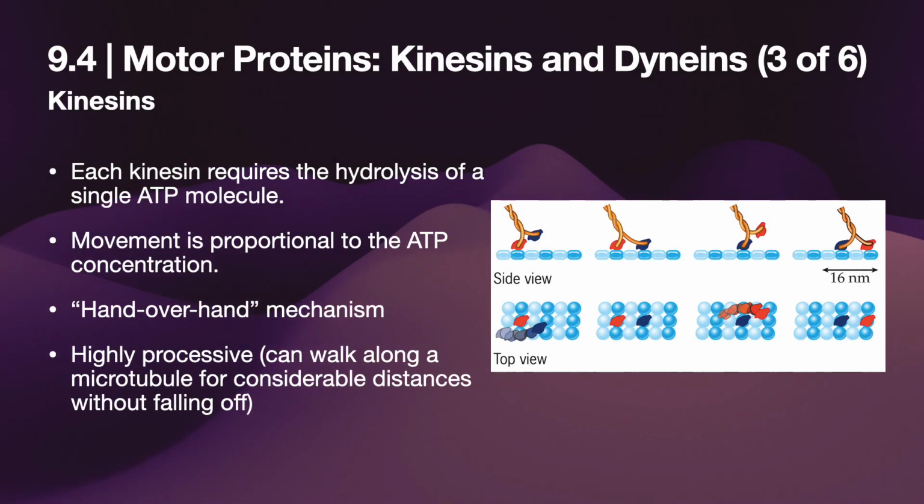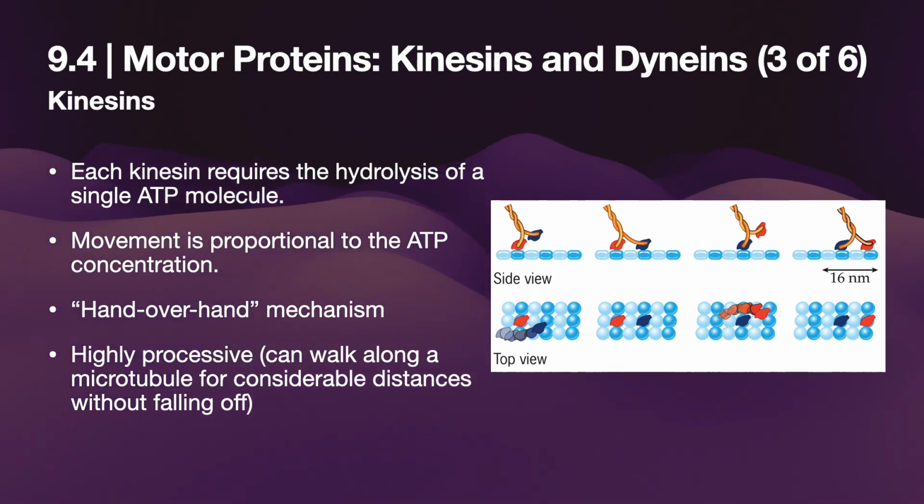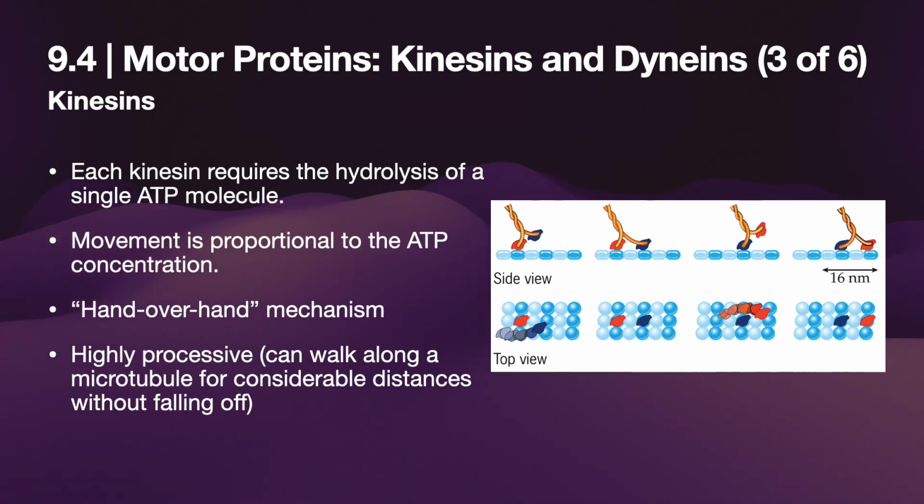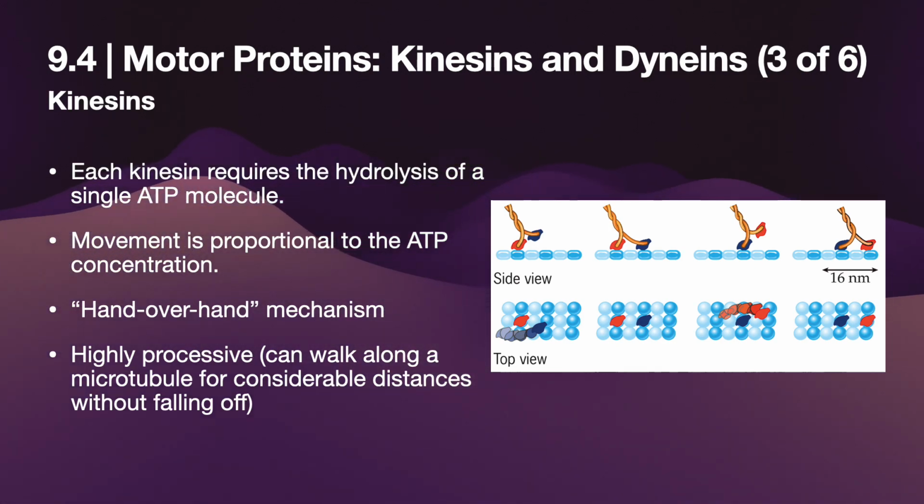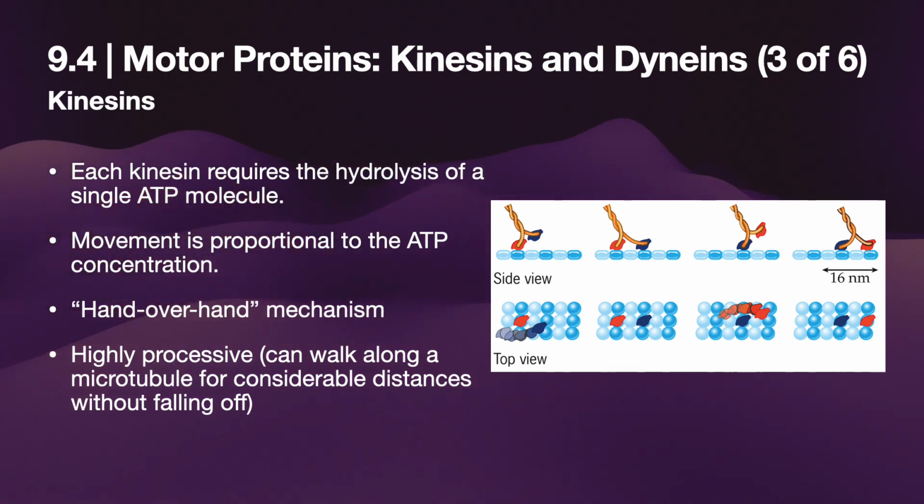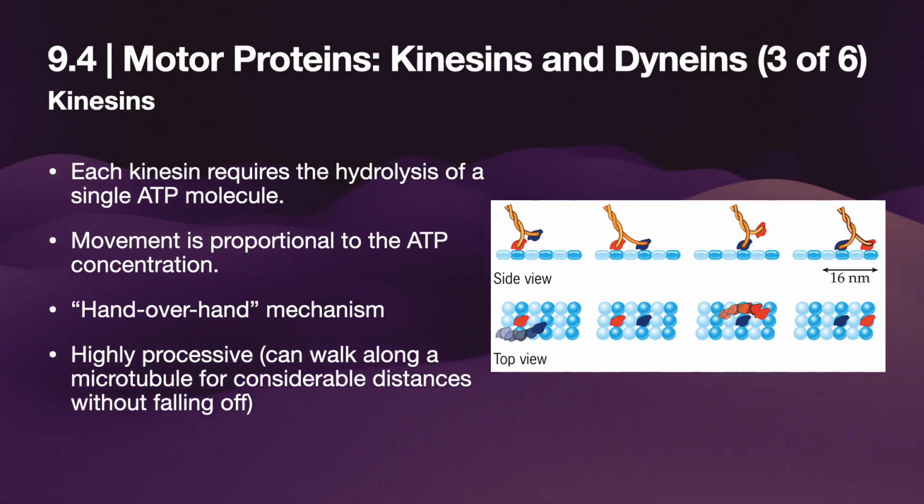Each kinesin step requires the hydrolysis of one molecule of ATP. Movement is proportional to the ATP concentration, and there is what we call the hand-over-hand mechanism. It is highly processive, and it can walk along the microtubule for considerable distances without falling off. As you see in the figure on your right, the side view and the top view, the scale is in 60 nanometers.